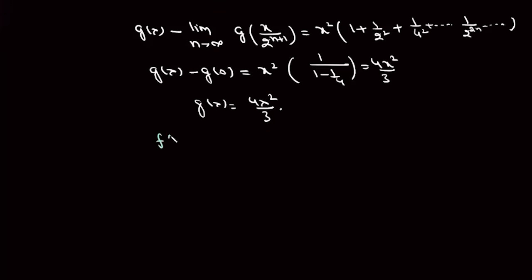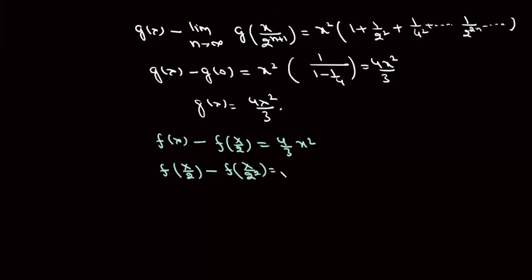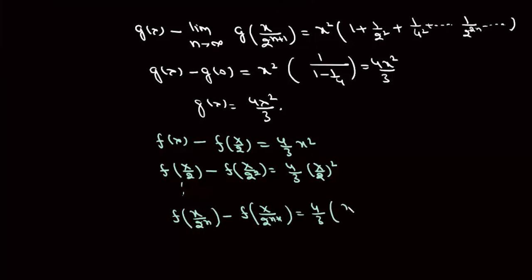So g(x) is f(x) minus f(x/2), and it will be (4/3)x². Again, we'll use the same steps. So f(x/2) minus f(x/2²) will be (4/3)(x/2)². I'll continue. We can write f(x/2ⁿ) minus f(x/2ⁿ⁺¹) is (4/3)(x/2ⁿ)².